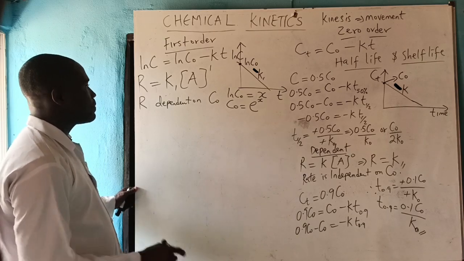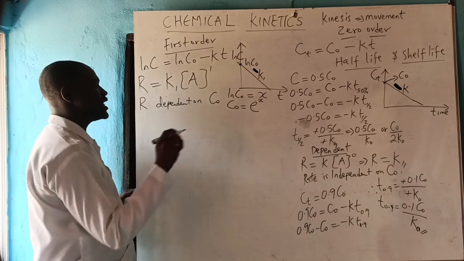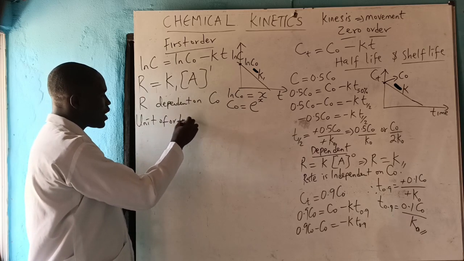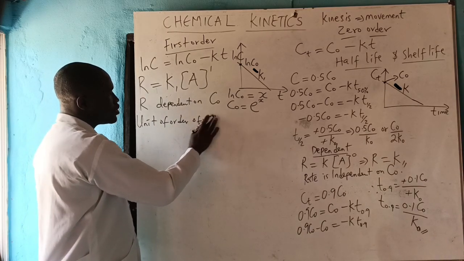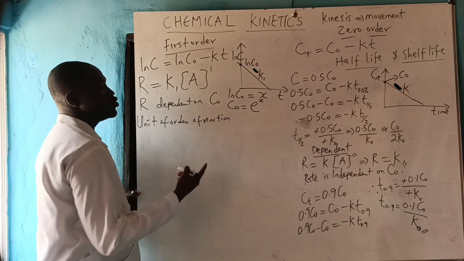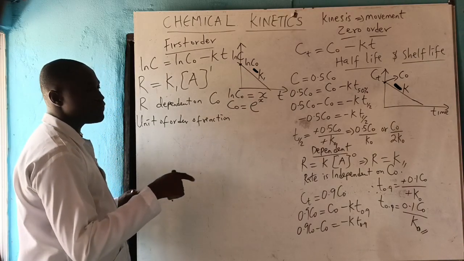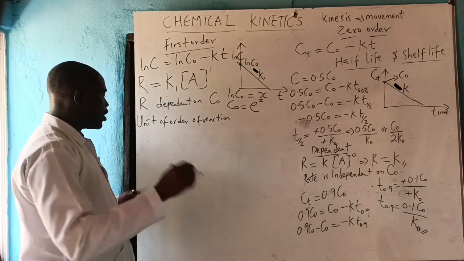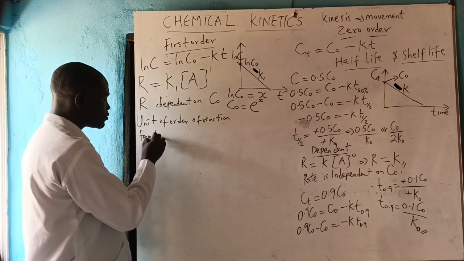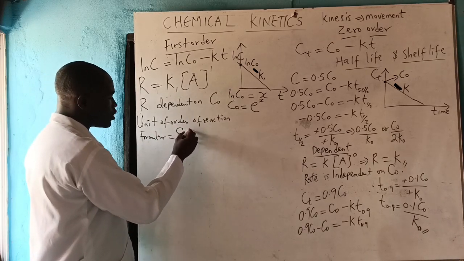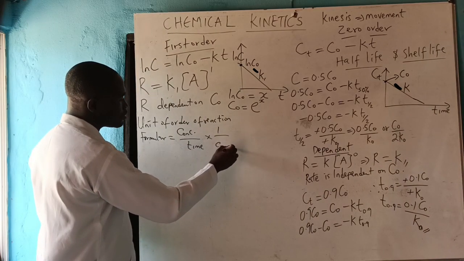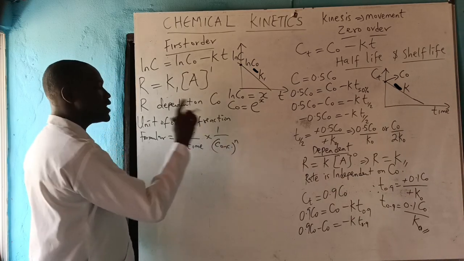Units of zero order. But we have seen that R is dependent on this. Let's go to their units. Unit of order of reaction. Because if a question is asked and you do not know the formula you have to use, you can deduce the formula you have to use from the unit. The formula for the unit is concentration all over time, times 1 all over concentration raised to power of what? n, where n is the order of reaction.